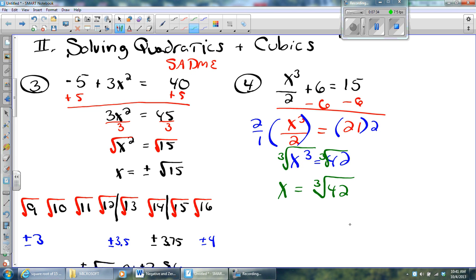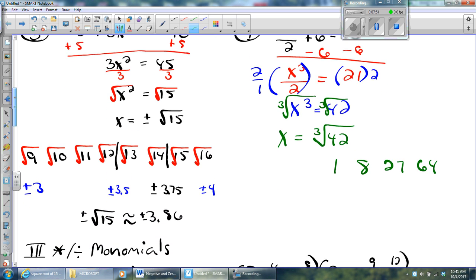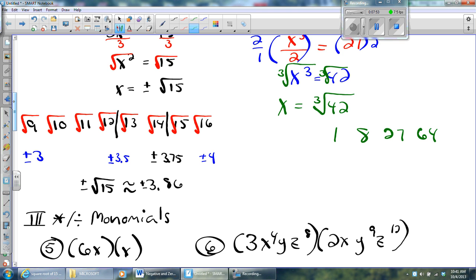Now I know my perfect cubes. I know 1 cubed is 1, 2 cubed is 8, 3 cubed is 27, 4 cubed is 64. It's going to fall somewhere between there, but the little estimating trick I did with the quadratic doesn't work for the cubics. I haven't had time to really sit down and study how to do it. But anyway, so this will be the acceptable answer here. Oops, sorry, didn't mean to cross that out. All right, let's move right along.